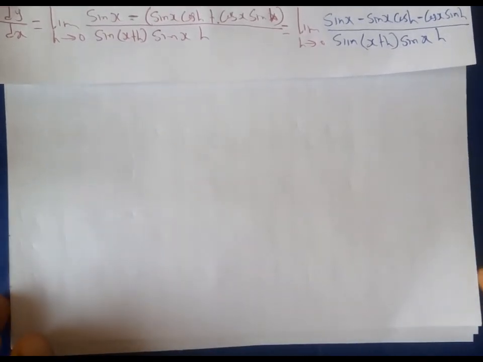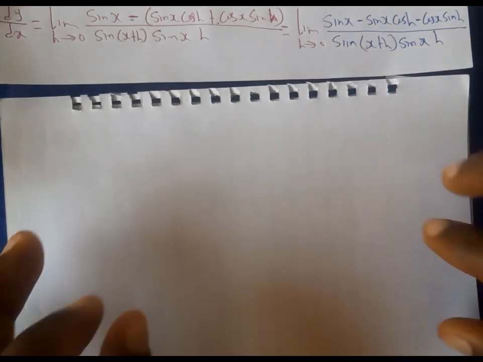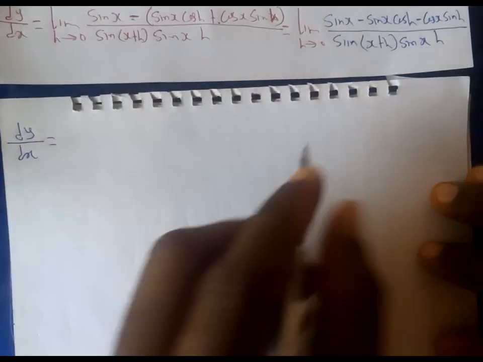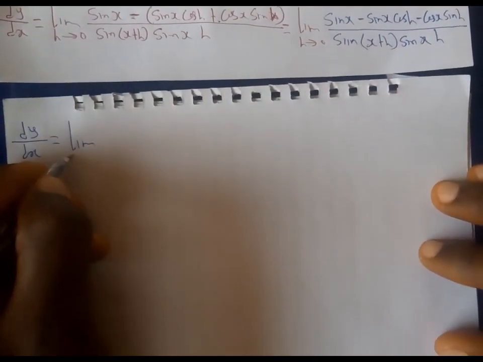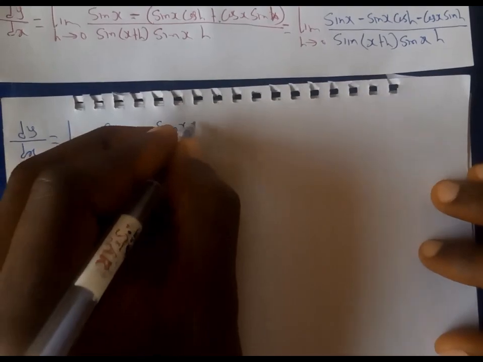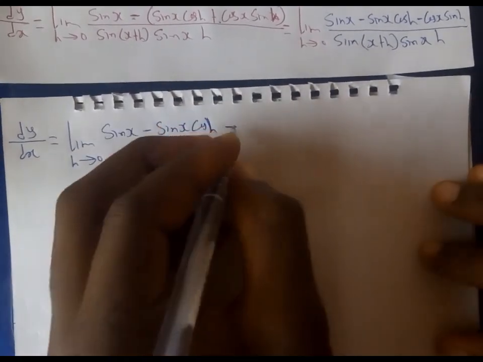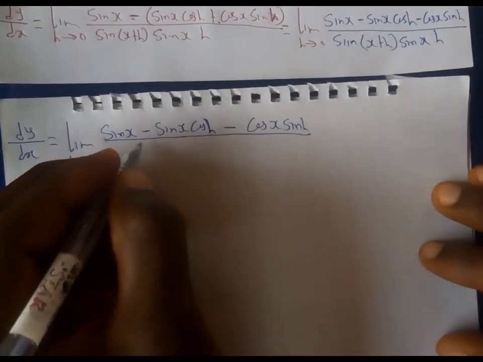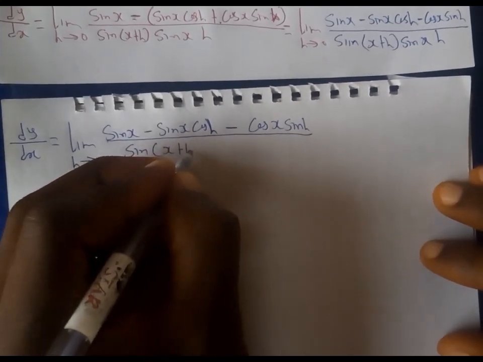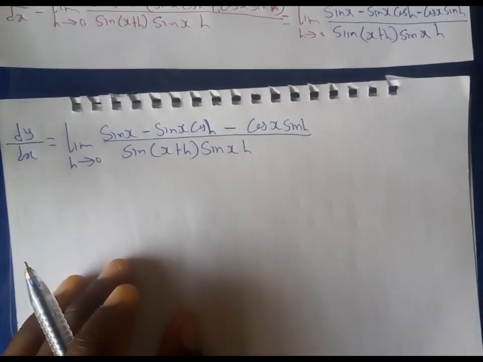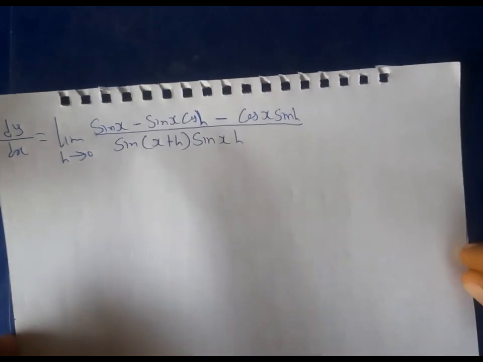Okay, so I need to write it down first before we get rid of it entirely. So let me just shift this a little bit downward. Therefore dy/dx is now equal to the limit as h approaches 0 of sin x minus sin x cos h, again minus cos x sin h, then entirely divided by sin(x + h) times sin x times h. Okay, so these can be taken away, and then we'll continue with this slide.